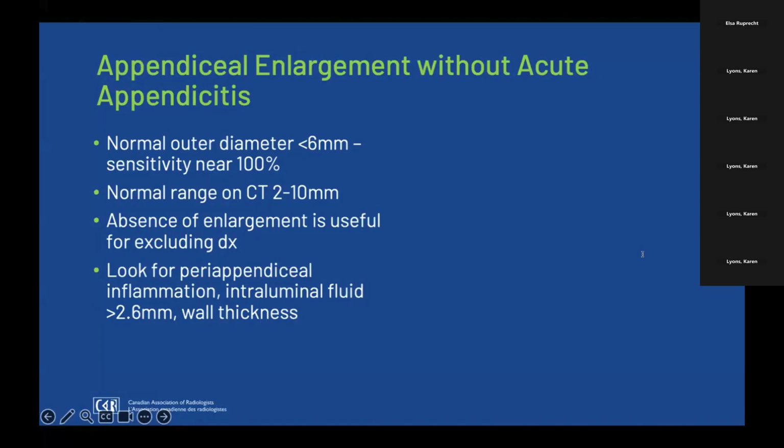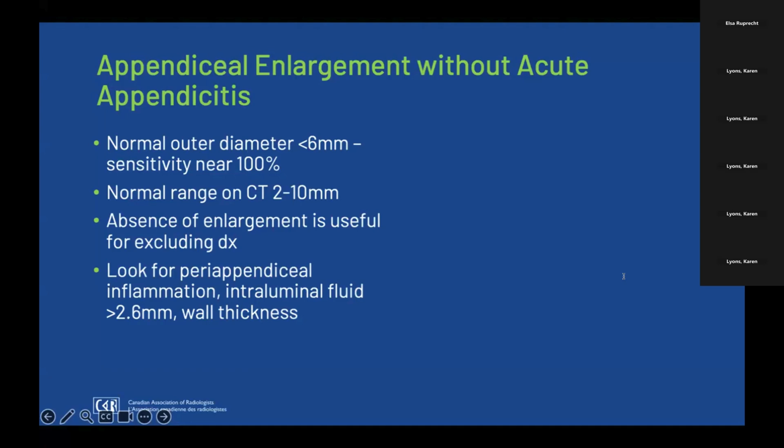The discrepancy in normal maximal appendiceal size between ultrasound and CT probably applies at least in part to the compression technique that we use on ultrasound. And so while the use of a normal appendiceal size threshold is useful for excluding appendicitis, it's less valuable for confirming acute appendicitis if the size threshold is exceeded.